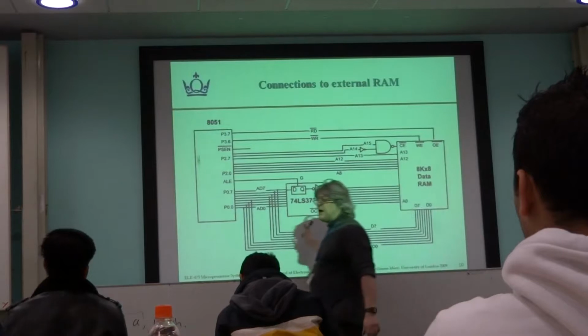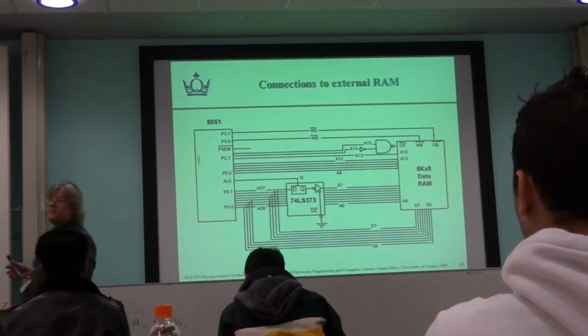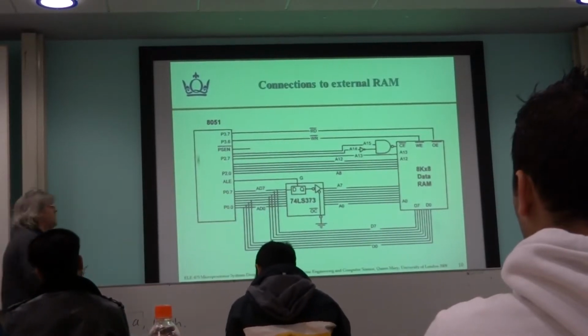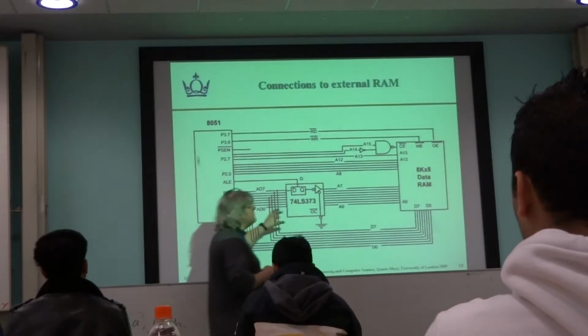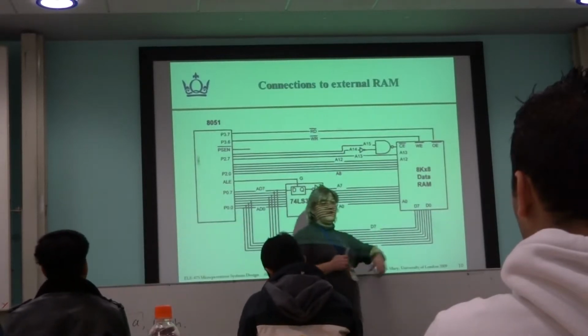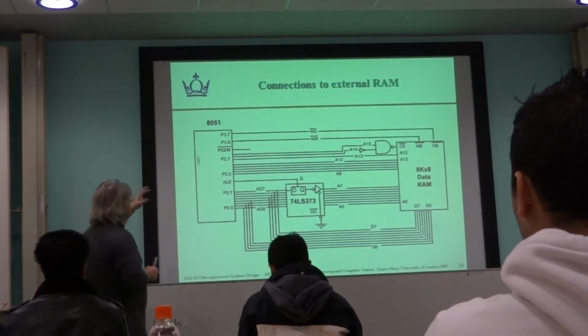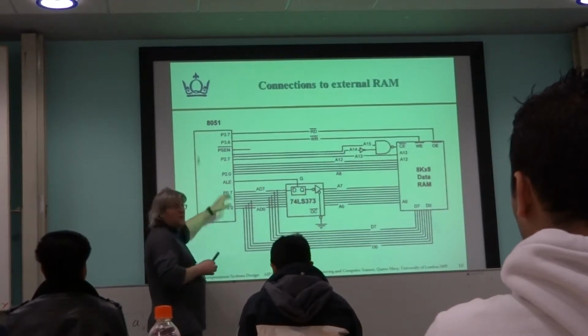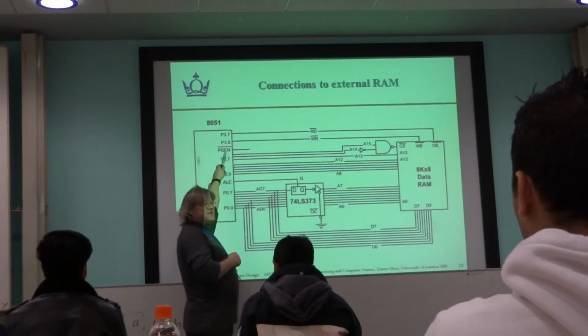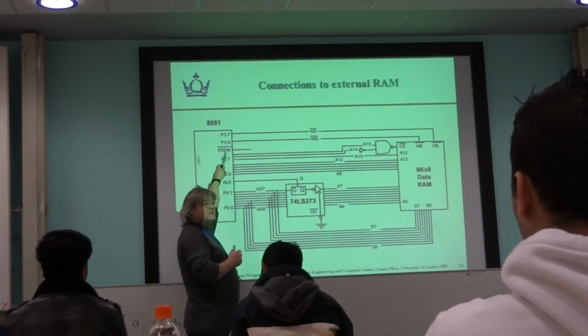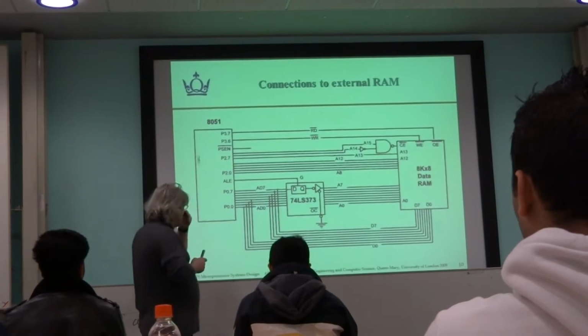Okay, so we had one diagram showing how to wire up the 8051 to external code memory. Here's an example of wiring it up to external data memory. Now you could do both, but in this case we're assuming that we're using internal code here, in which case we're not doing anything with PSEN. You notice that signal's not going anywhere. We're not trying to access external code memory.